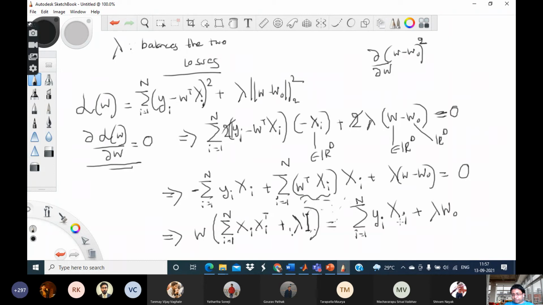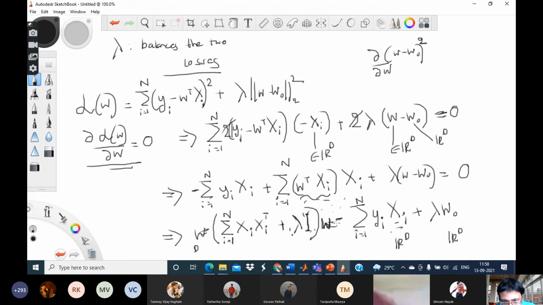Just to make sure, again check the dimensionalities. You can see that this is a d-dimensional vector, w naught is also a d-dimensional vector, so you can just add them up. The right hand side is a d-dimensional vector. Now the question is about the left hand side. So what is this w? W is a d-dimensional vector. Sorry, that's a mistake here. The w is on the right side of the bracket, not on that side. Pardon me for that.